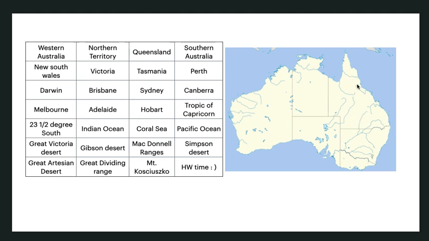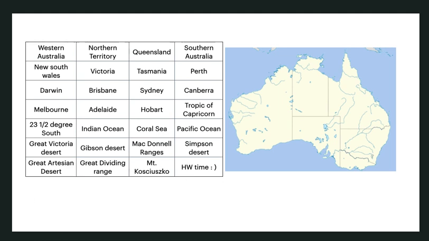Then we have the Great Dividing Range here. Yes, and Mount Kosciuszko down, the highest one, nearby I think here comes the capital of Australia. Tell me what it is. It's Canberra. Correct. So now hopefully we have remembered everything. If you have anything else, you can look into this or you can take a screenshot of it.